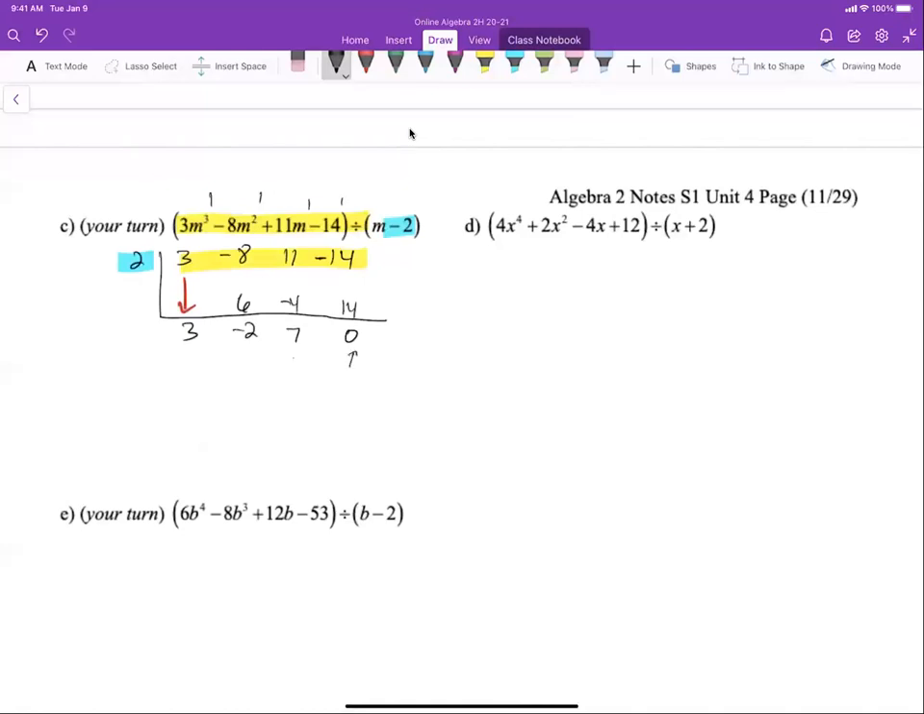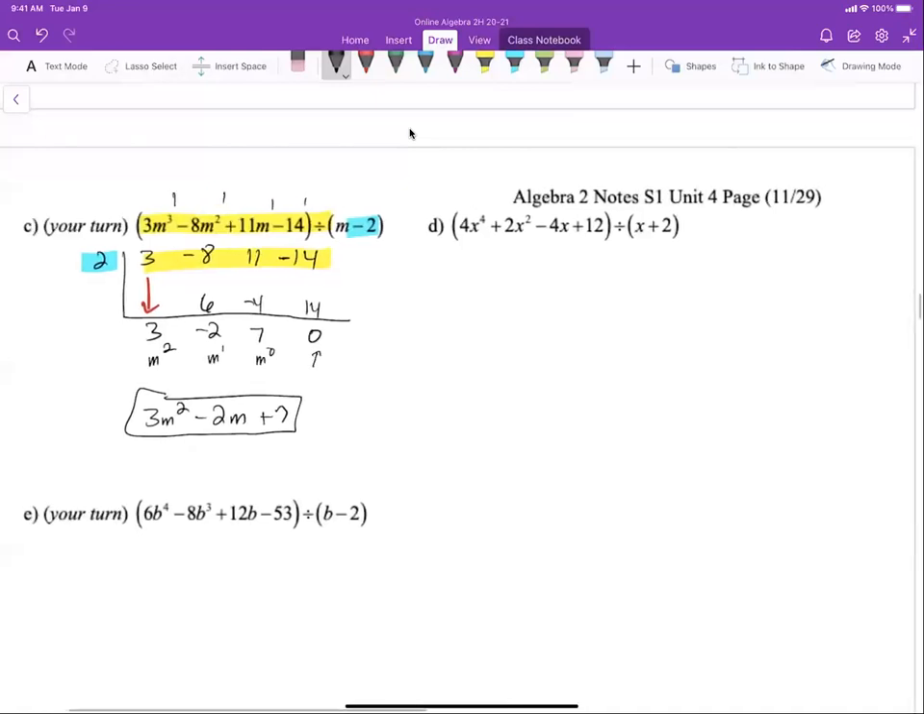This is my m to the 0, m to the 1, and m squared. So my answer will be 3m squared minus 2m plus 7 with a remainder of 0. All right, let's do another one.